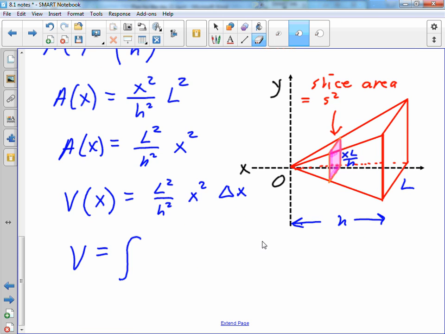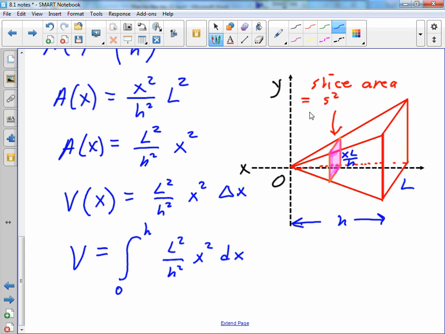And so now we can say that the limits of integration go from 0 to H. I'm going to put that in, 0 to H. And then we want to do one slice. Volume of one slice then is going to be L squared over H squared times X squared times, instead of delta X, we're going to go dx. So notice that this part right here, the X squared, is two-dimensional. The dx is one-dimensional. So two-dimensional times one-dimensional gives us a three-dimensional, or in other terms, you could say it's a third-degree polynomial.